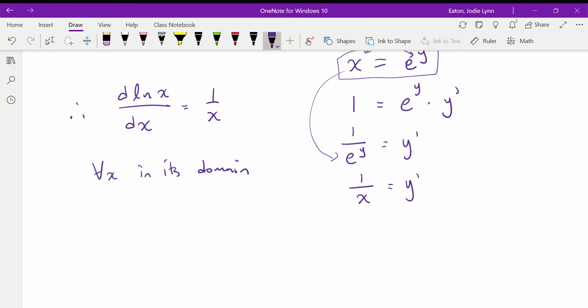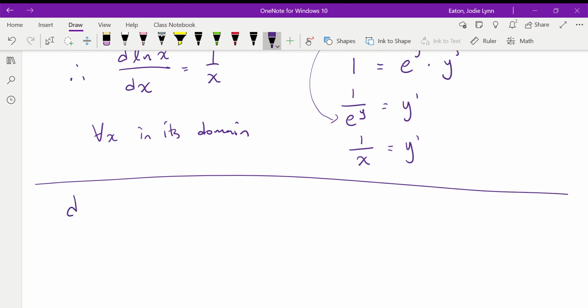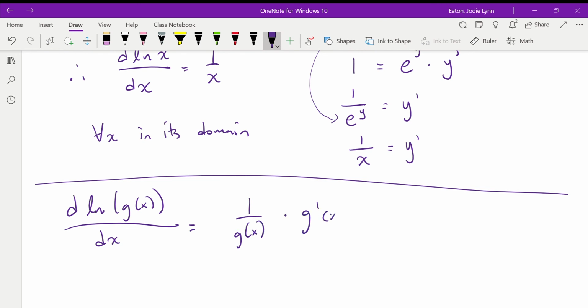Okay, so ln x, remember, we can only take the natural logarithm of positive numbers. We can't take it of 0, and we can't take anything negative. So no 0, no negatives inside the logarithm function. Okay, so let's take a look here. If we look at a chain rule situation, d ln of g of x dx, if you have the natural log of something, it's going to be 1 over g of x times g prime of x.